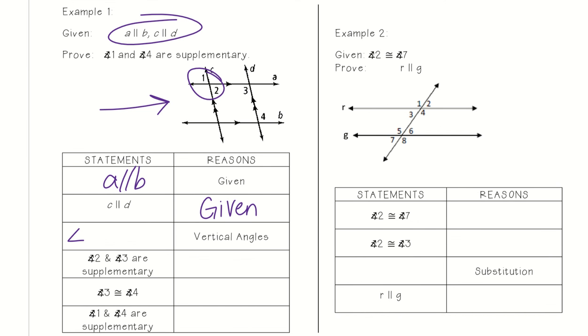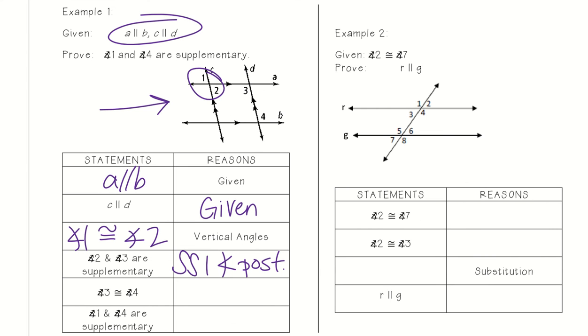Because these two are vertical angles, what do I know about their measures? They are congruent. Remember, parallel lines, they're either congruent or supplementary every time. So angles 2 and 3 are supplementary. We know that because, since they're parallel lines, 2 and 3 are supplementary because they are same side interior angles, and that's the same side interior angle postulate.